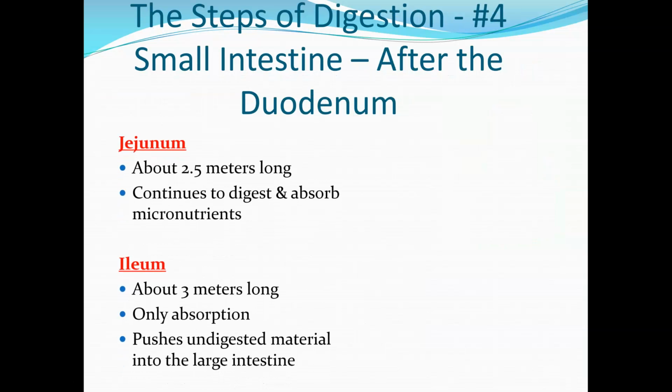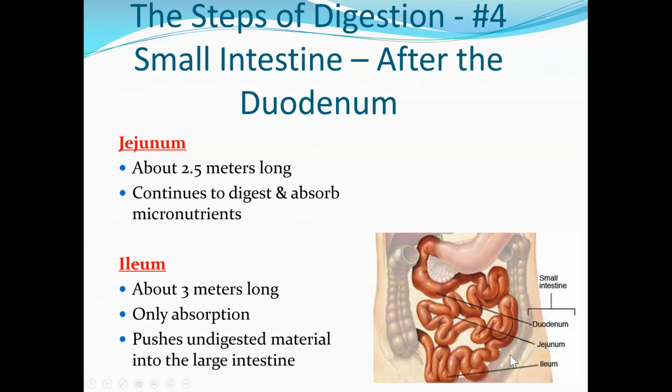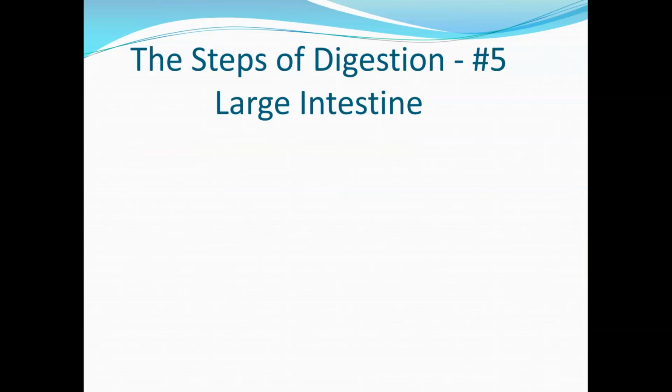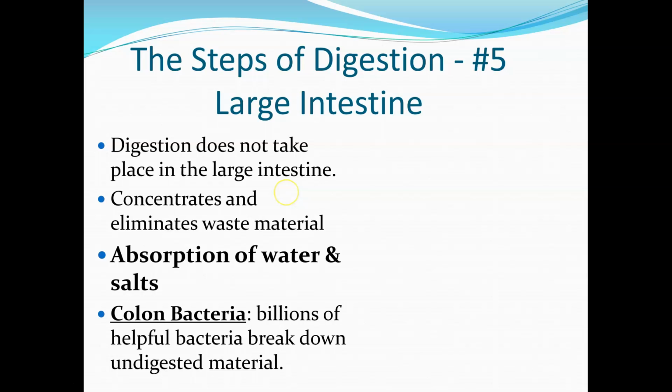The jejunum is about 2.5 meters long, and it continues to digest and absorb micronutrients. And the ileum at the end is about 3 meters long, and at this part of the small intestine, only absorption takes place. No more digestion, and basically it pushes the undigested material now into the large intestine. Peristalsis continues throughout the entire digestive system, making that food move along the way.